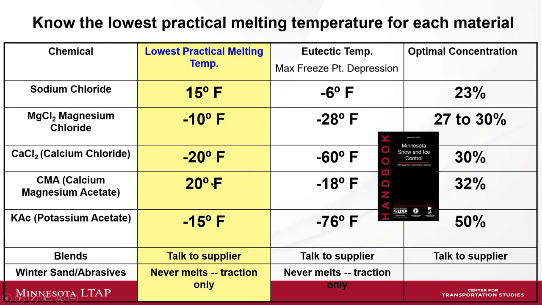Now these eutectic temperatures that you see in this column, those are important for storage purposes. We would never store tanks of sodium chloride brine outside in the wintertime because it's going to freeze up, because we do drop below minus six frequently. But we could store calcium chloride brine outside because if you have the optimal concentration of about 30%, you're not going to get it to freeze up until minus 60. So that eutectic is important for storage purposes. It's important to know that lowest practical melting temperature for your materials.